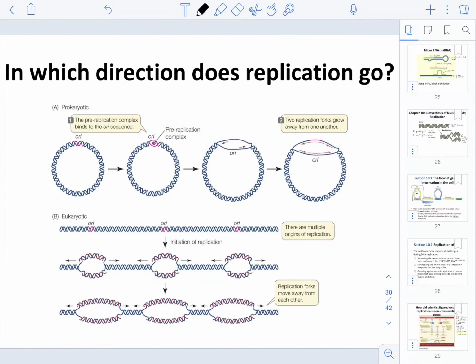Now, another thing that we need to consider during the process of replication is which direction replication goes. In prokaryotes, understand that there are going to be pre-replication complexes that are going to bind the ORI sequence. This ORI sequence is the origin of replication sequence.